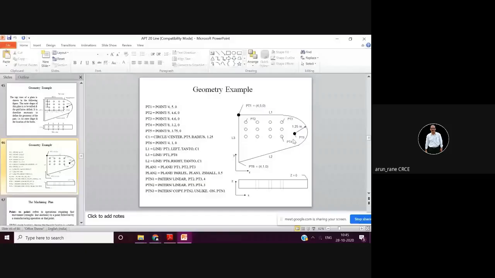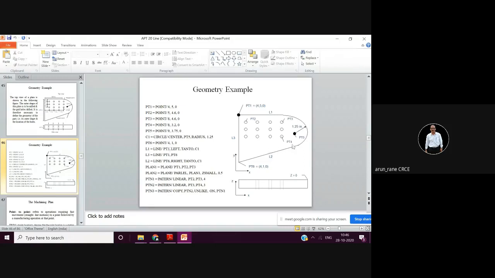So this circle can be defined by its center, which is point 5, then C1. Now once you have defined all the points, you can define C1. It is not necessary that all the points should be together or all the circles should be. You can define them anyhow, but before you define C1, C1 requires point 5. So point 5 should be before C1. That care you have to take. That is a must.